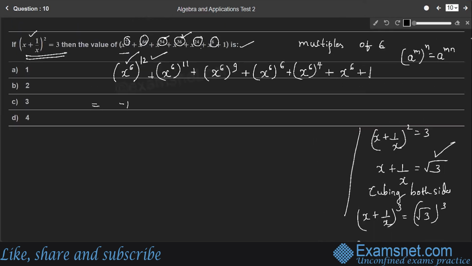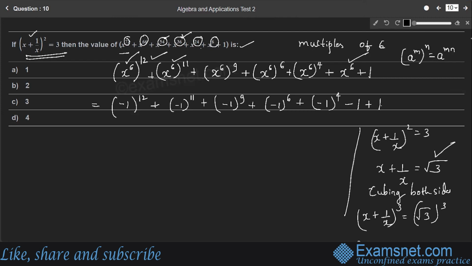x raised to 72 can be written as minus 1 to the power of 12. Since x raised to 6 is minus 1, the next term becomes minus 1 to the power of 11. So minus 1 to the power of 9, plus minus 1 to the power of 6, plus minus 1 to the power of 4. X raised to 6 is minus 1 itself.